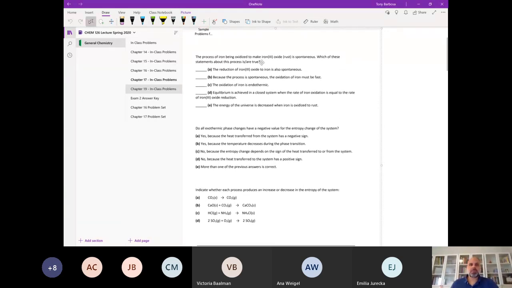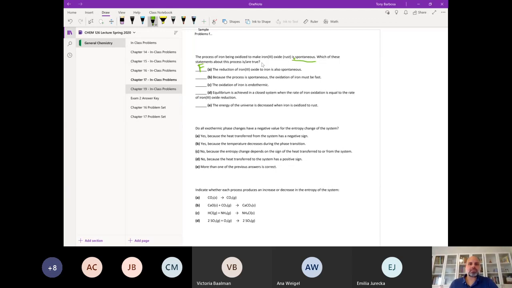So obviously, we know based on the descriptions that the reduction of iron(III) is not going to be spontaneous. If we're told that the forward direction is spontaneous, then the reverse direction cannot be spontaneous. It's only spontaneous in one direction. So I think everybody will agree that the first one is false.